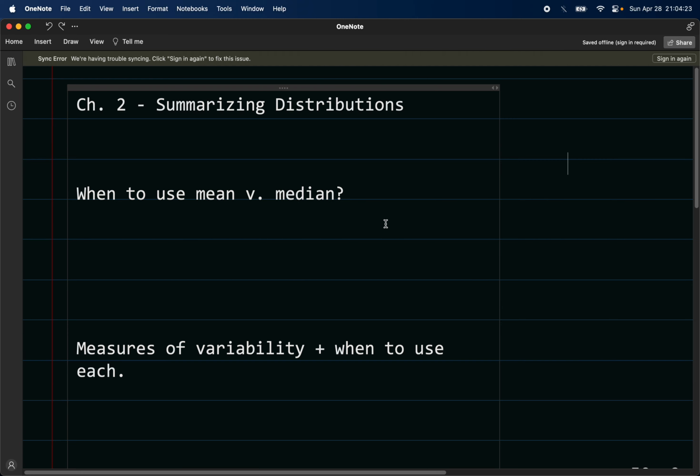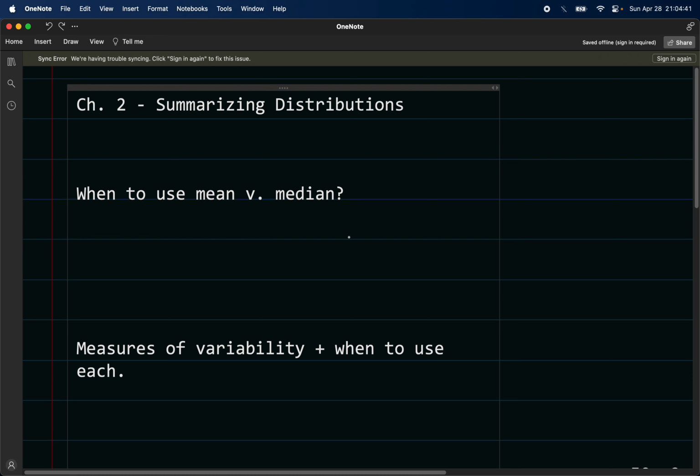Hello. So this is lecture 2 about summarizing distributions. And we're going to start off with this question. So when do you use the mean versus the median? Okay. And this question is best answered by, of course, an example. But first, let's talk about what the mean is.